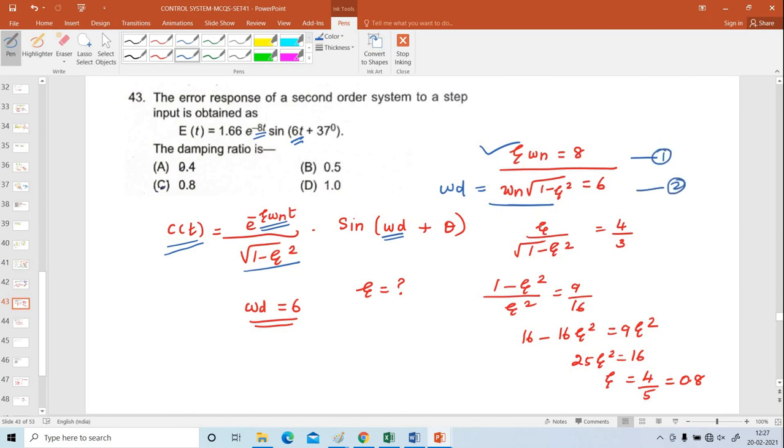Divide 1 by 2. ζ divided by √(1-ζ²) is 4 divided by 3. Taking the square on both sides and inverting, (1-ζ²)/ζ² is equal to 9/16. Then cross multiply: 16 - 16ζ² = 9ζ². Add both, 16 + 9, 25ζ² = 16, so ζ = 4/5, that is equal to 0.8. Option C is the correct answer.